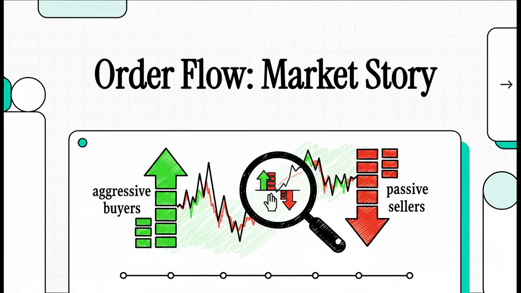All right, today we're pulling back the curtain and talking about something called order flow. You can think of it as the secret language of the market, the thing that shows you the real story behind every single price move. It's all about understanding the why, not just the what. So let's get right into it.